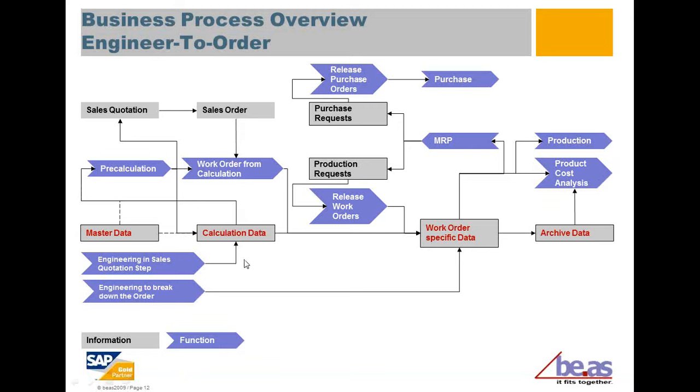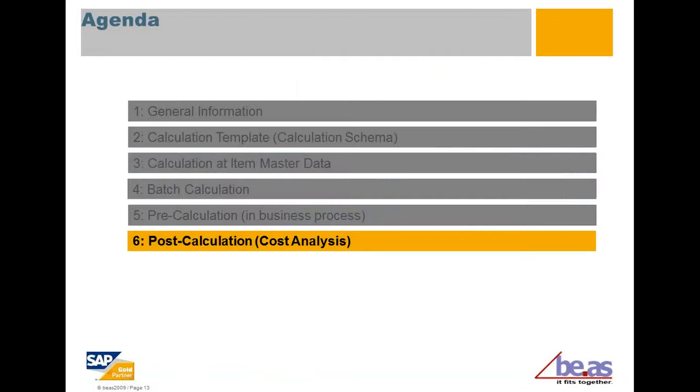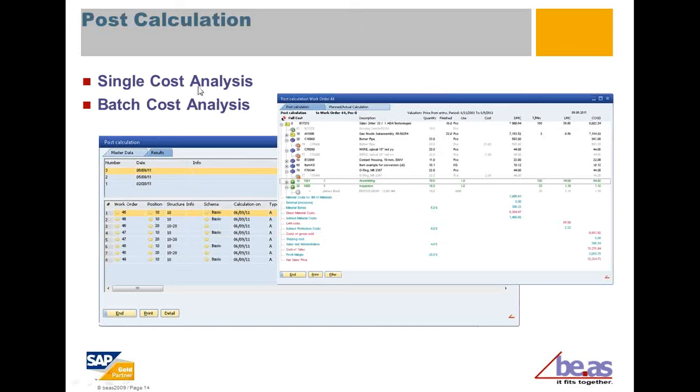Okay, this is regarding this pre-calculation process, considering one example from engineer to order business process. Now let's have a look at what we call post-calculation or cost analysis. Okay, we have a couple of possibilities here. It is, of course, to evaluate what is the cost of one single work order. We finished the production of one item, and then we would like to have a look at the actual cost. What happened really in the factory?